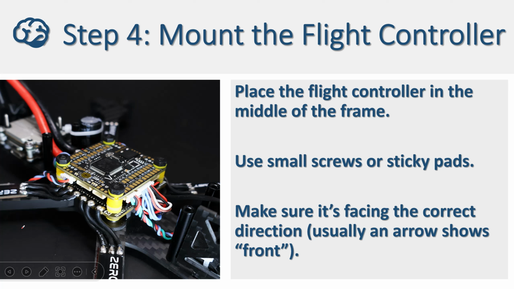Step 4, mount the flight controller. Place the flight controller in the middle of the frame. Use small screws and stick pads. Make sure it's facing the correct direction. Usually, the arrow shows the front.